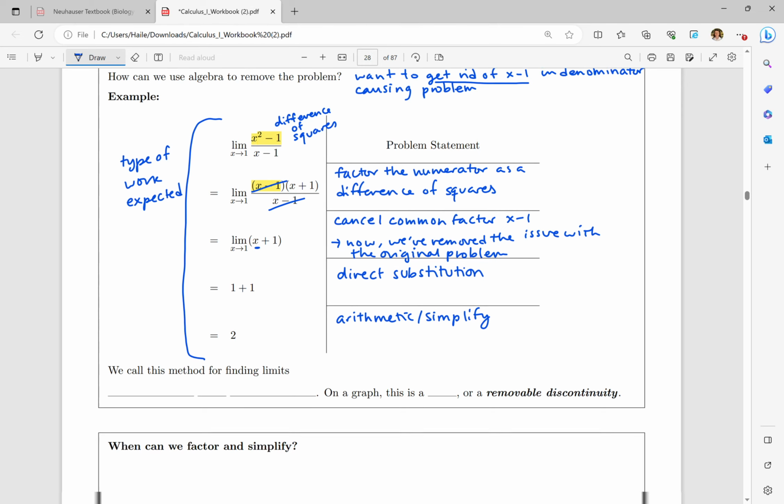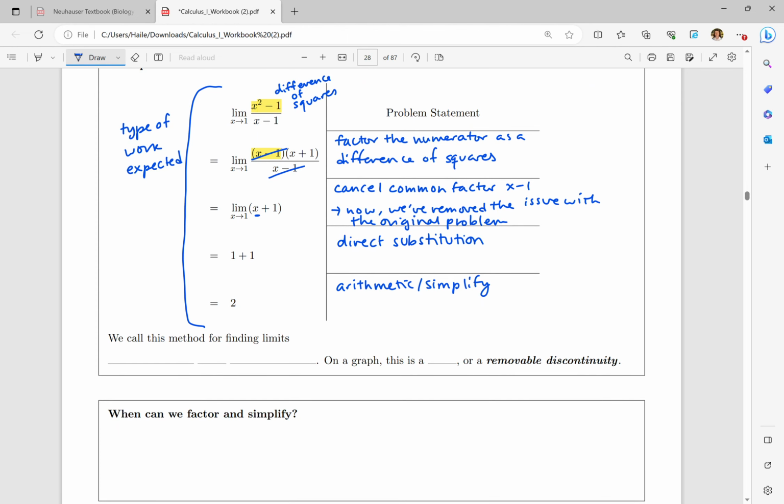Okay, it's going to take some practice doing all of that notation and showing your work in such a structured way, but with practice you should be able to get it. So, enough aside and back to the actual lesson. So we call this method for finding limits factor and simplify.